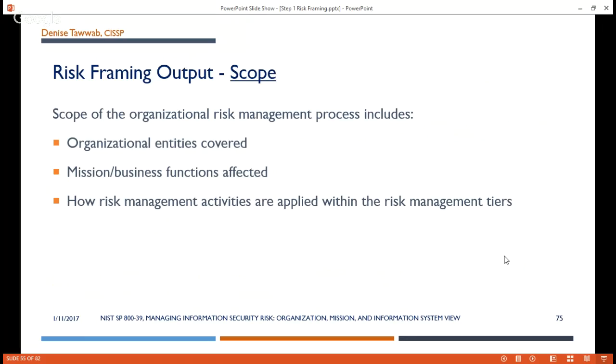The scope of the organizational risk management process includes the organizational entities that are covered, the mission business functions that are affected, and how risk management activities are applied within the risk management tiers.